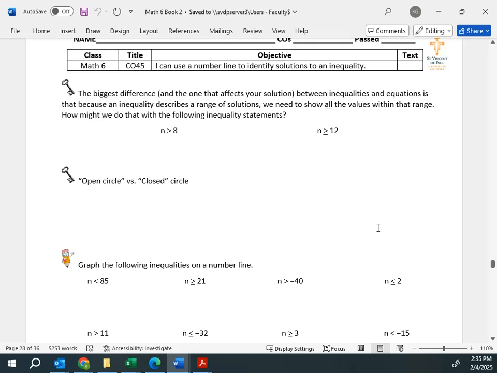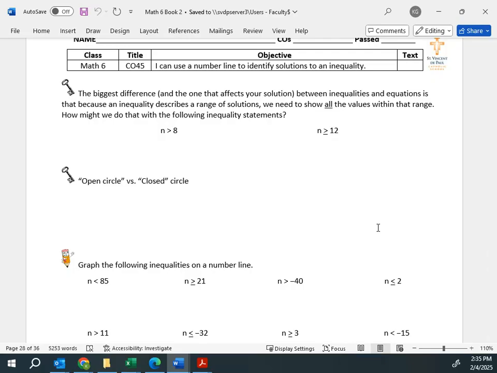Good morning. Today we are working on CO45. I can use a number line to identify solutions to an inequality. So we're still working with those inequalities that we started yesterday. We're adding on a little bit more to what we talked about yesterday.